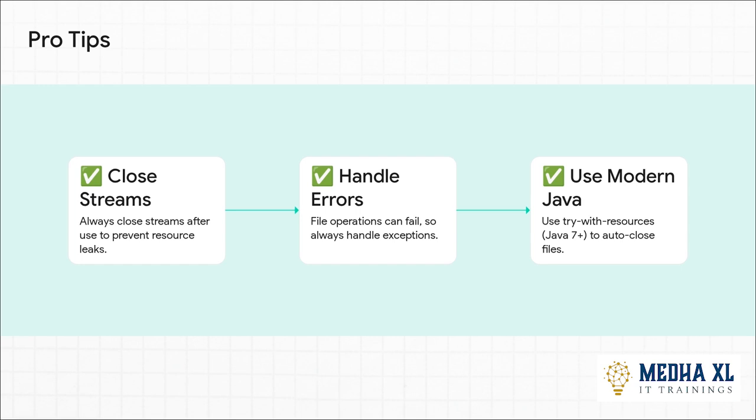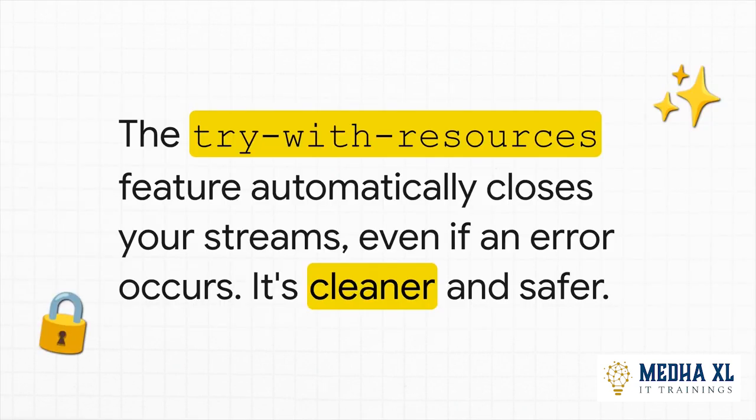Second, you have to handle exceptions. File operations fail all the time. The file might be missing or locked, and your code has to be ready for that. And third, the modern way to solve both of these problems at once. Use what's called a try with resources block. Seriously, this feature is a total game changer.